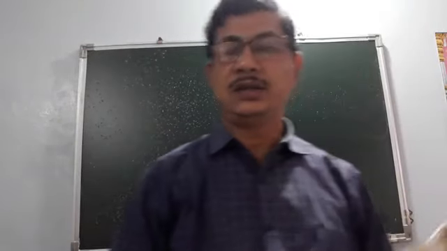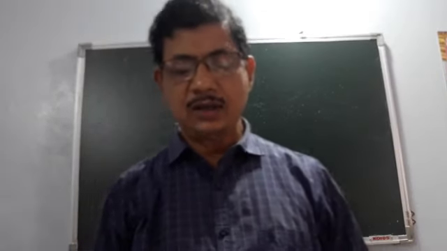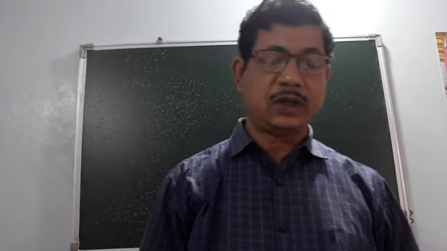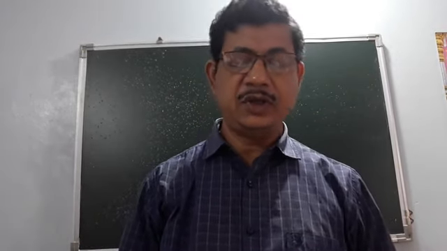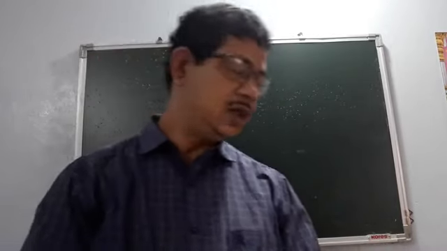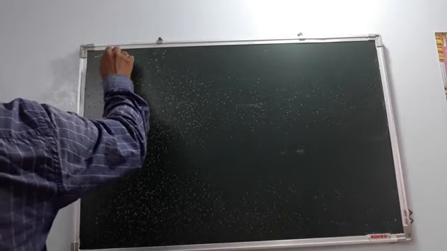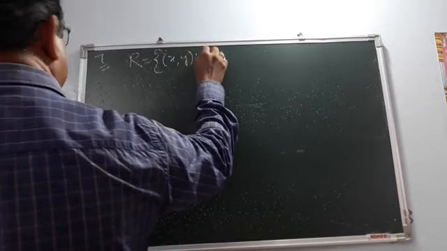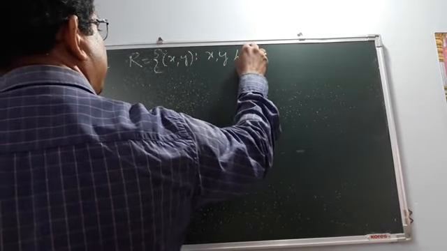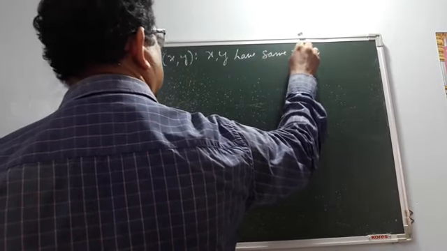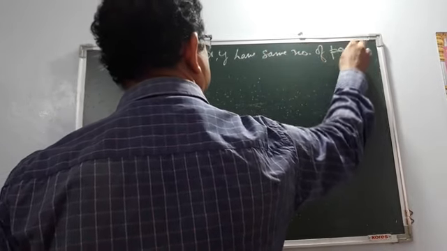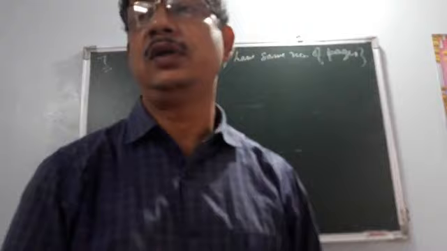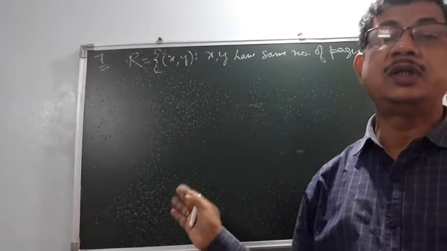Question number 7 is like that. Show that the relation R in the set A of all books in a library in a college, given by R equals {(x, y): x and y have the same number of pages}, is an equivalence relation. So we have to prove this R is an equivalence relation, that is, reflexive, symmetric, transitive.